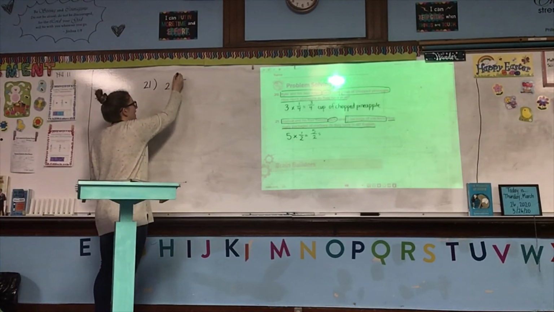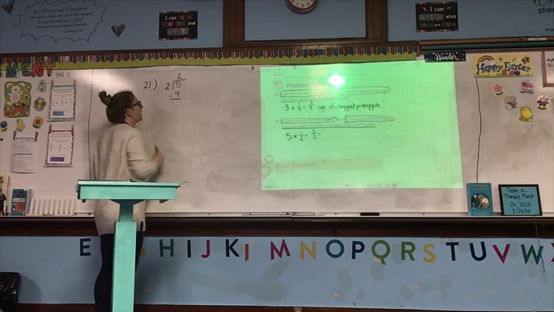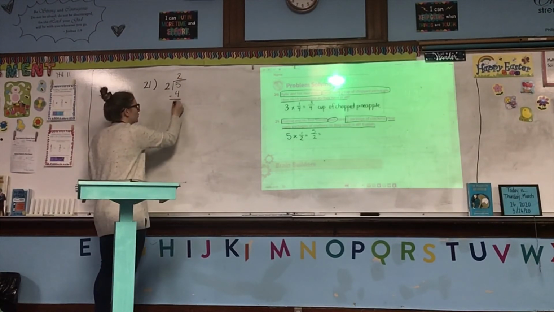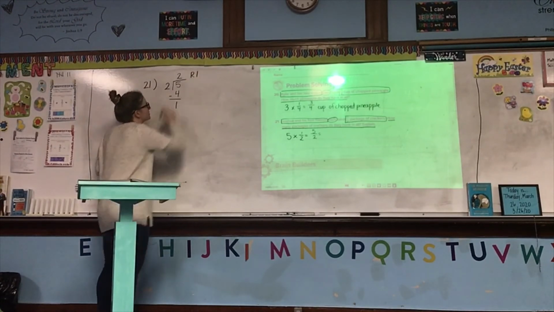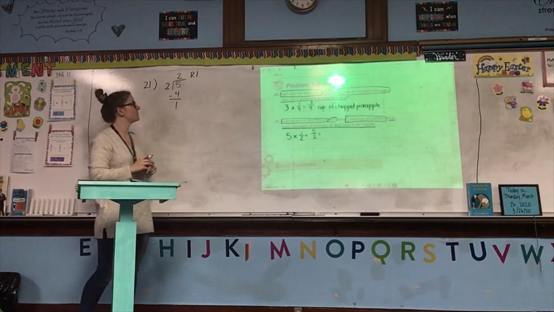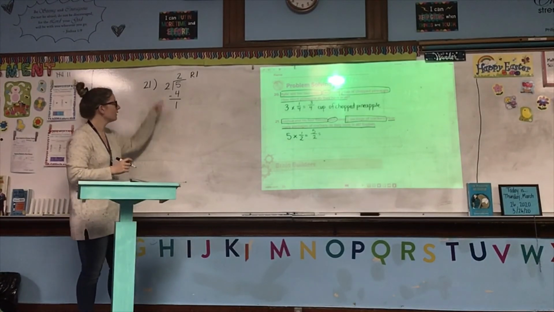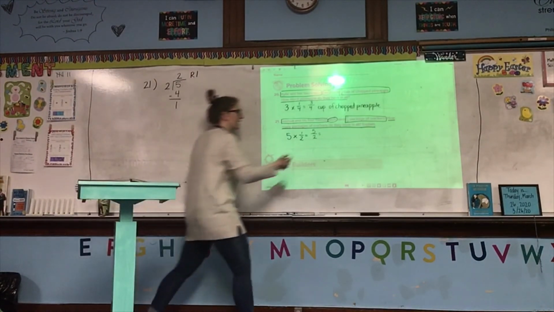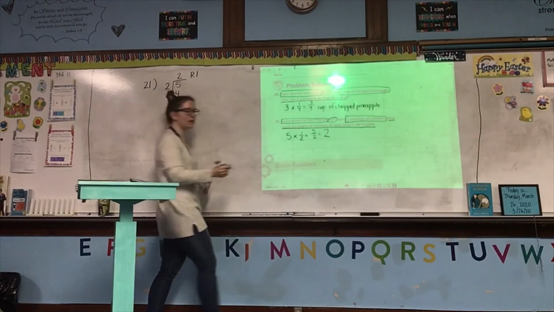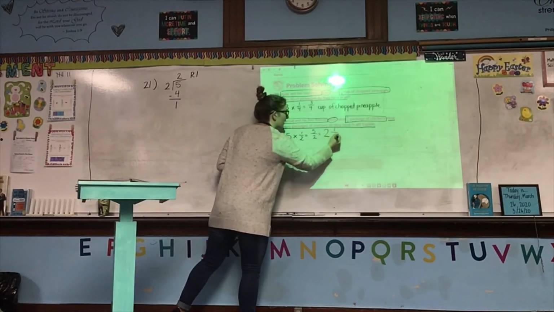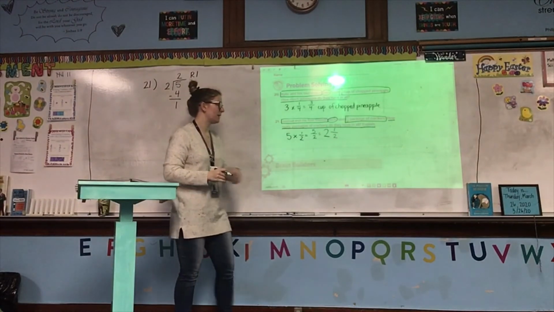2 goes into 5 2 times. 2 times 2 is 4. 5 minus 4 is 1. 1 is less than our divisor. So that means that our answer is 2 remainder 1. This quotient without the remainder becomes our whole number. The remainder becomes our numerator. And our denominator stays the same.